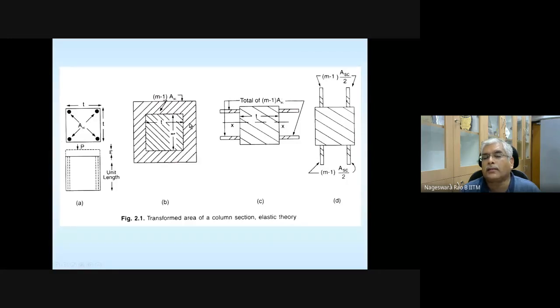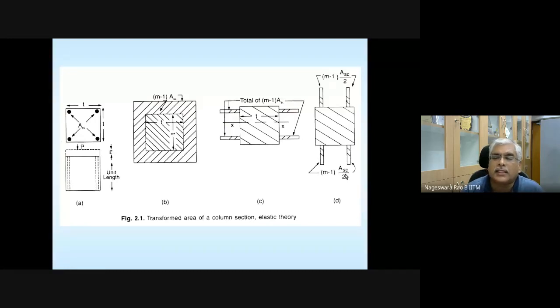Equivalent area of concrete. And what is the amount of equivalent area of concrete? M minus 1 ASC. I explained to you why this M minus 1 is coming. Because some portion of area of concrete is replaced by the steel. That's why this minus 1 is coming. Okay. Is this clear? And if you want, you can actually represent this same idea in the form of figure C or in the form of figure D.